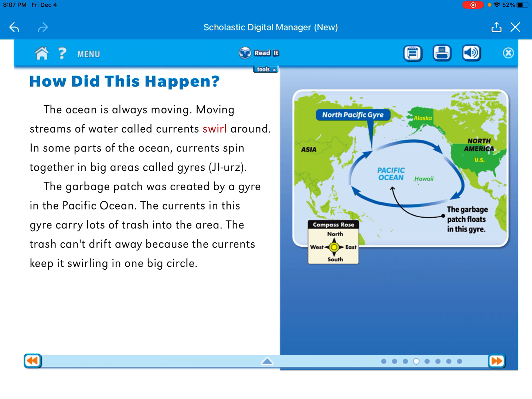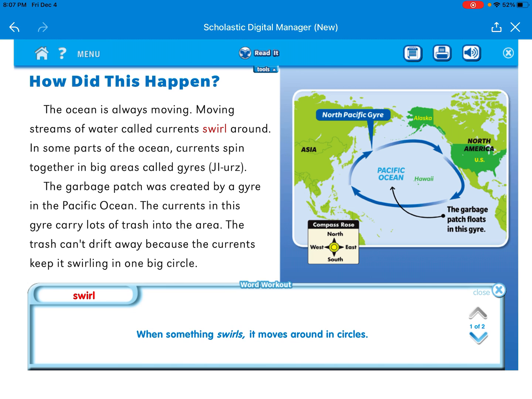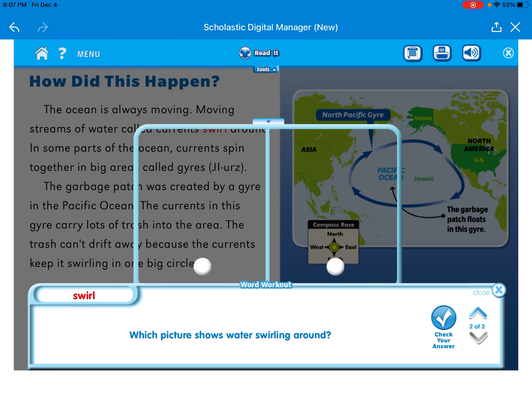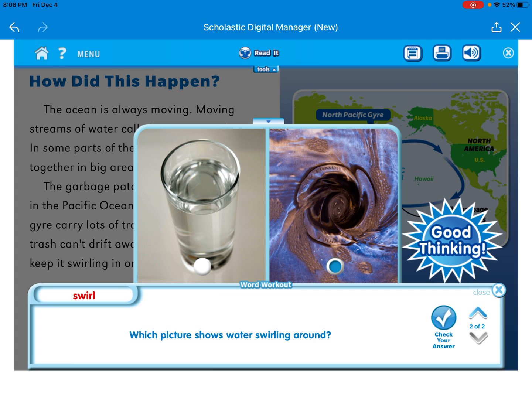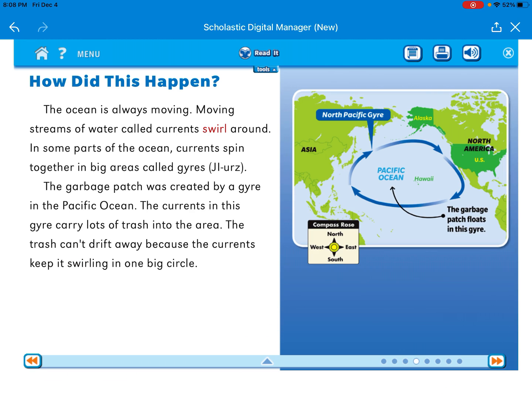I do see another bold word. Which word is bold in this text? Swirl. Swirl means it moves in circles. Which of these images is showing something swirling around? Yeah, the water going down the drain. When water goes down the drain, it swirls. That's how a glossary can help you understand bold words better.